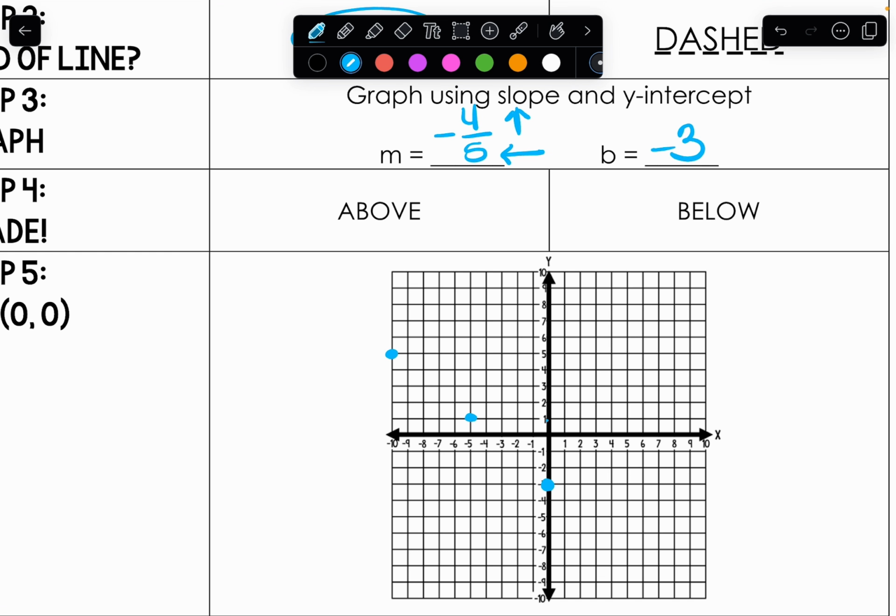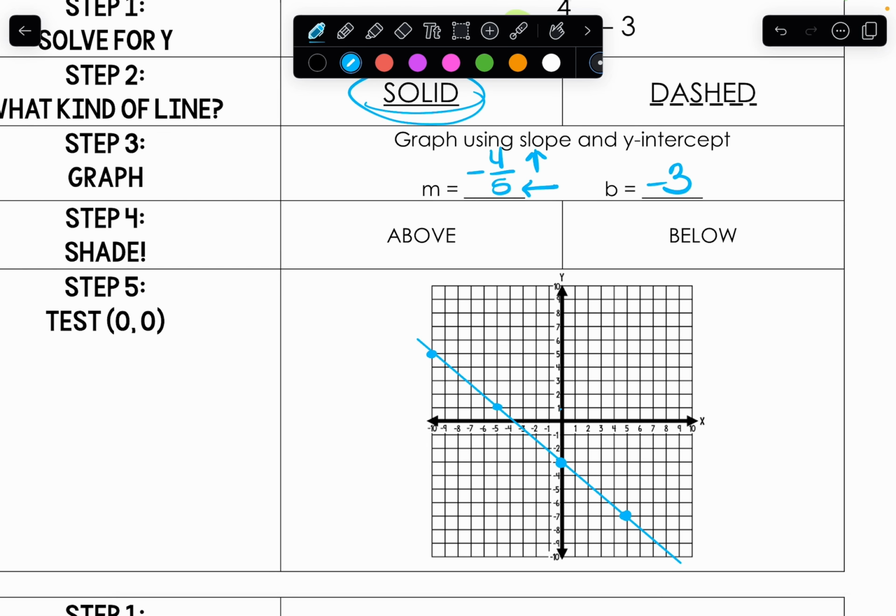Okay, opposite of up to the left is down to the right. So down 4, right 5 is (5, -7). And that's the only other point I can graph. Make sure you draw a solid line for this one.